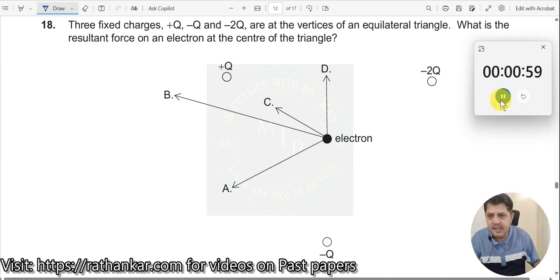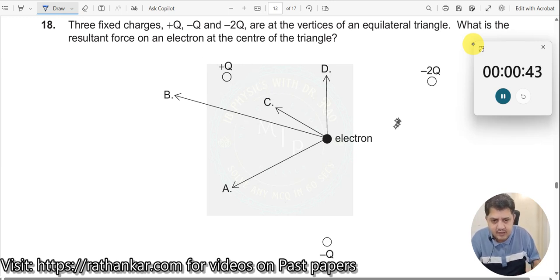Okay, question number 18. Three fixed charges plus q, minus 2q and minus q are the vertices of an equilateral triangle. What is the resultant force on an electron at the center of the triangle? So plus q is here, minus 2q is here, minus q here. Okay, I can draw it as a triangle. What is the resultant force on the electron?